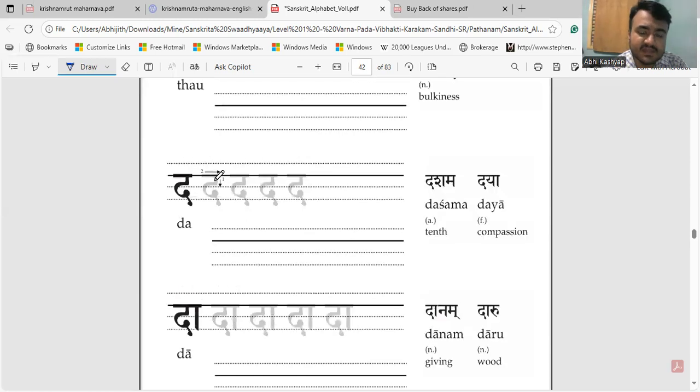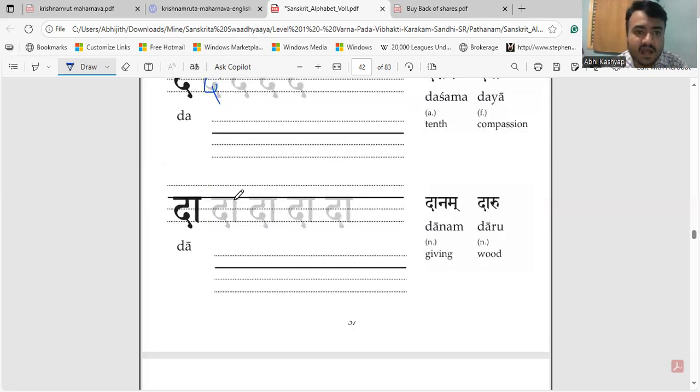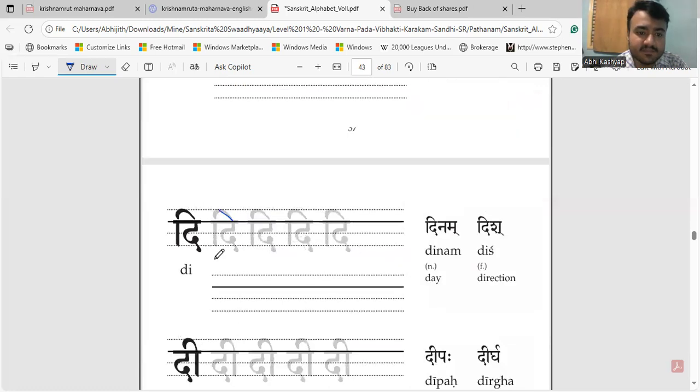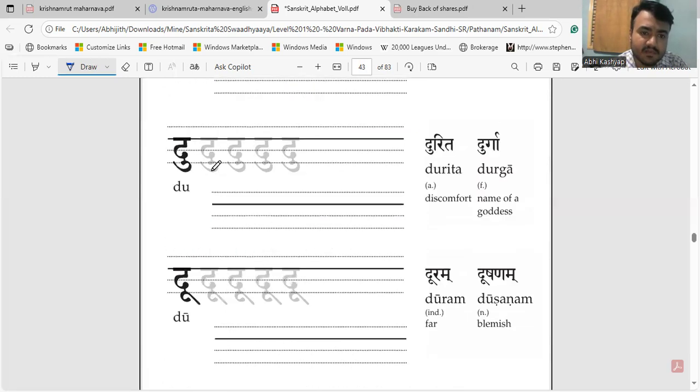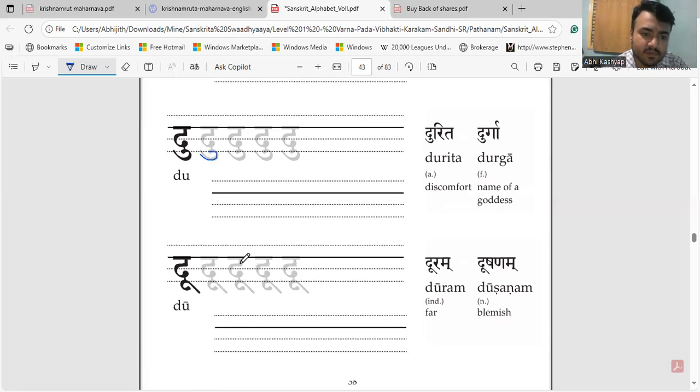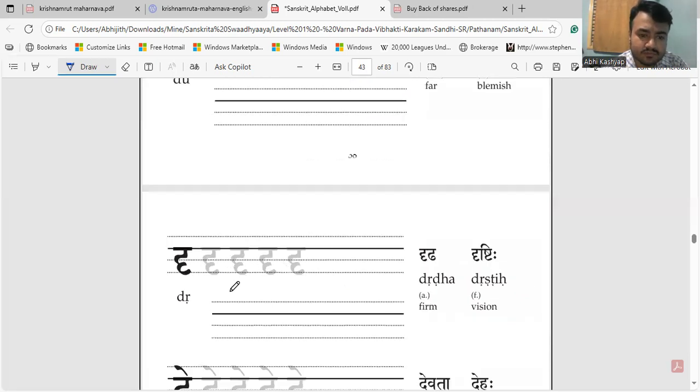This is similar to what we have seen in Mahaprana dha. The difference is the line extends. Dhakara is this much, the hook gets rolled up inside. But this is Alpaprana da, this gets extended. Da, da, de, de, do, do, dr.